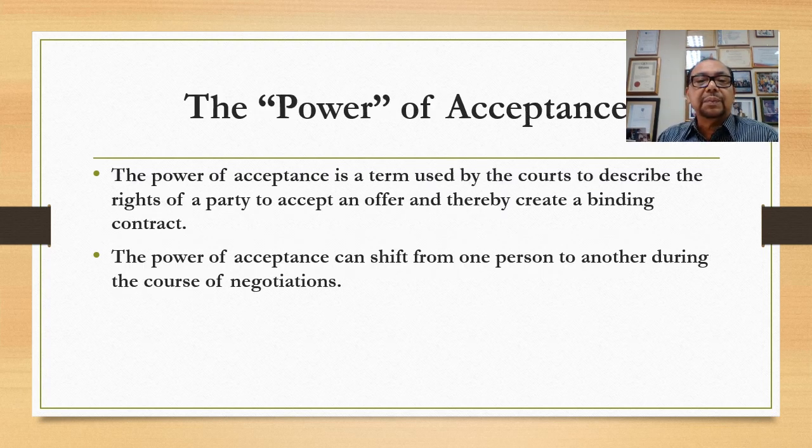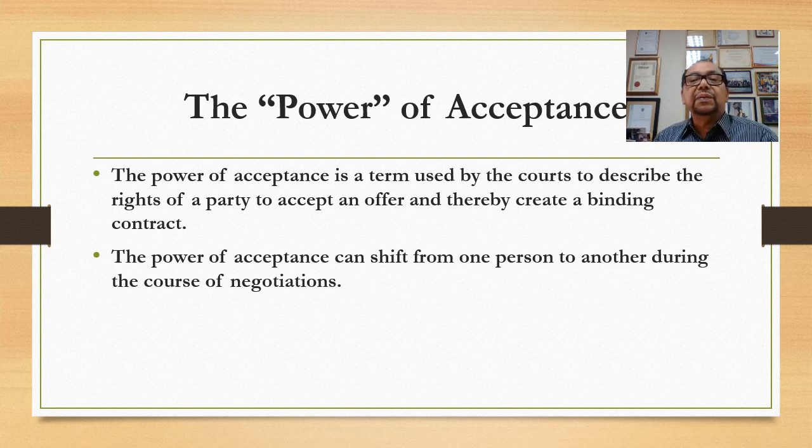Power of acceptance. The power of acceptance is a term used by the court to describe the right of a party to accept an offer and thereby create a binding contract. The power of acceptance can shift from one person to another during the course of negotiation. So who has the power of acceptance? Sometimes we see in a written contract, one person wants to sell a house and another person wants to buy a house, and they don't meet each other. They give the power to the lawyers.